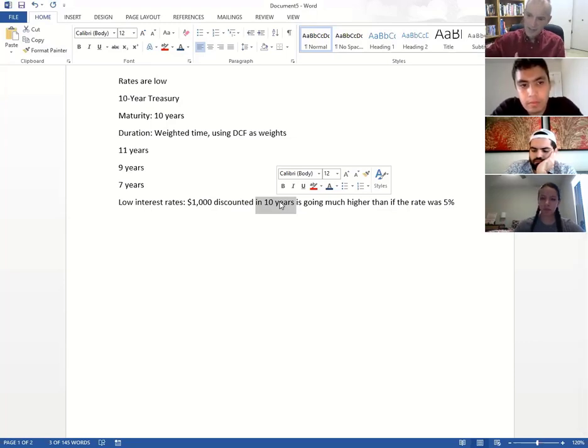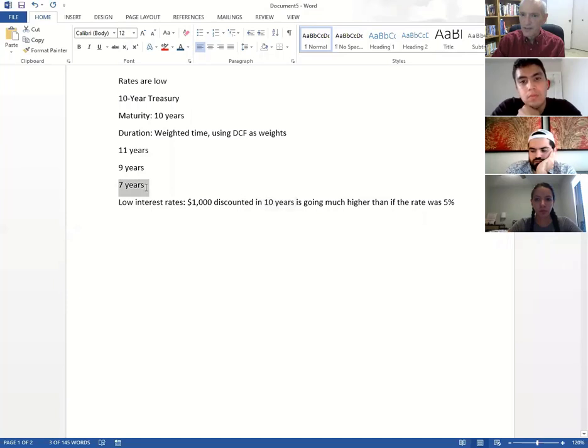The 10th year, that out year, is going to have a higher discounted cash flow, so the 10th year will get much more weight. Because think about it, the 10th year is getting $1,000 because that's your principal coming back. All the other years, you're just getting the coupon. You should have seen that in 3013. We'll see this again later in the class. But, so interest rates are low, durations are much higher.